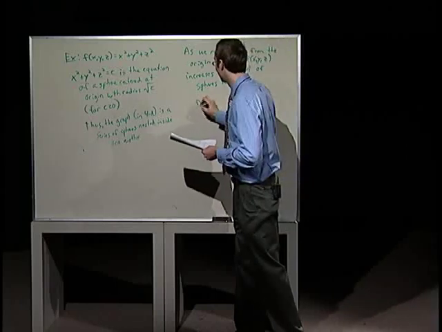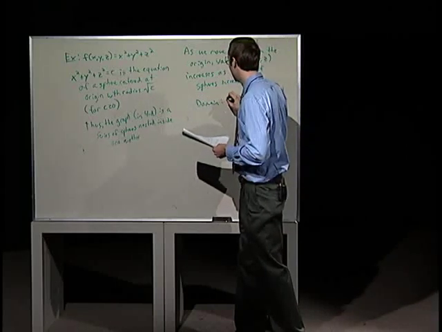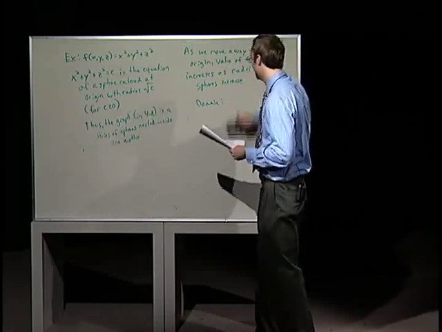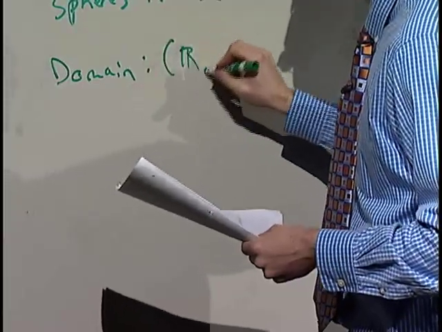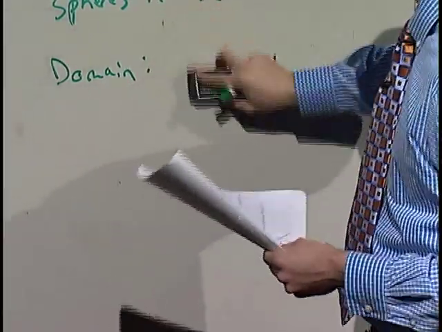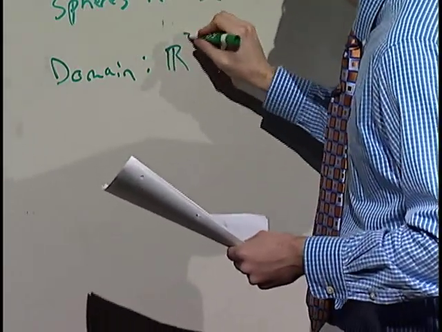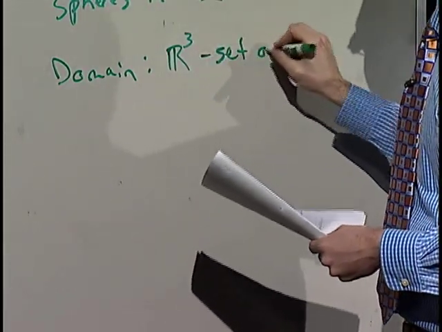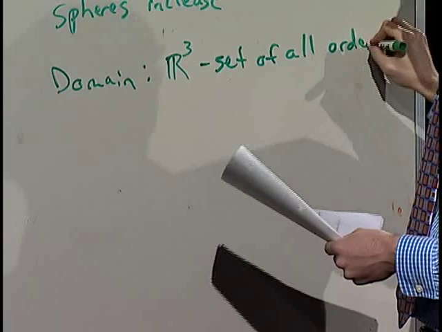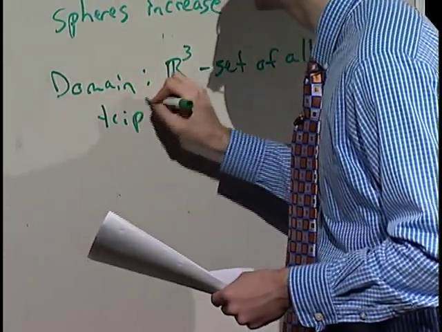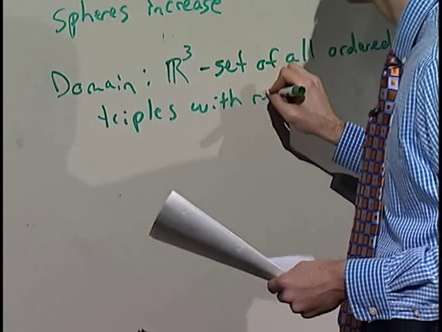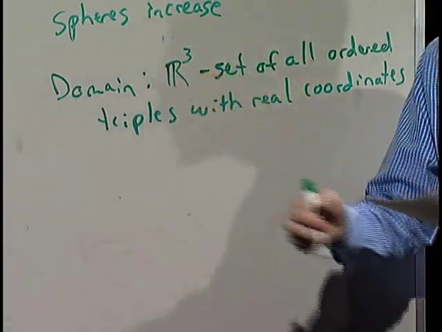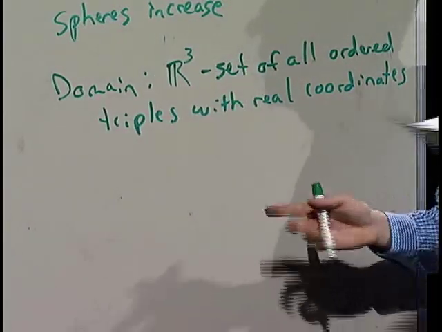So it's worth noting here that your domain is all of R. Technically I should say your domain here is R3, set of all ordered triples with real coordinates. I'm being a little sloppy. And when I said earlier that in the case of a function of 2 variables your domain was R, it's really R2, set of all ordered pairs.